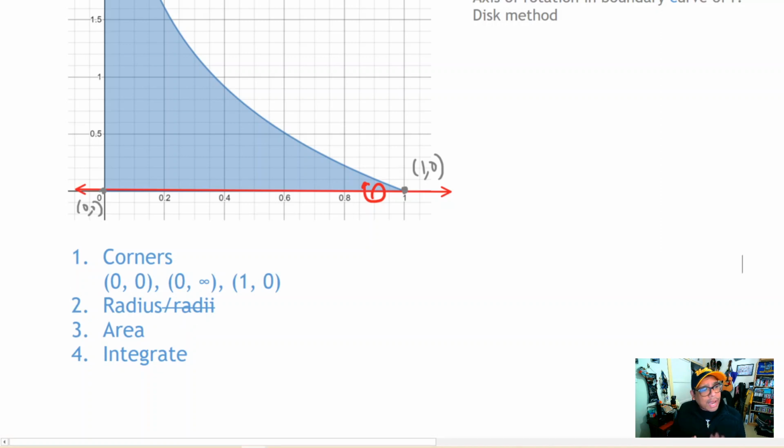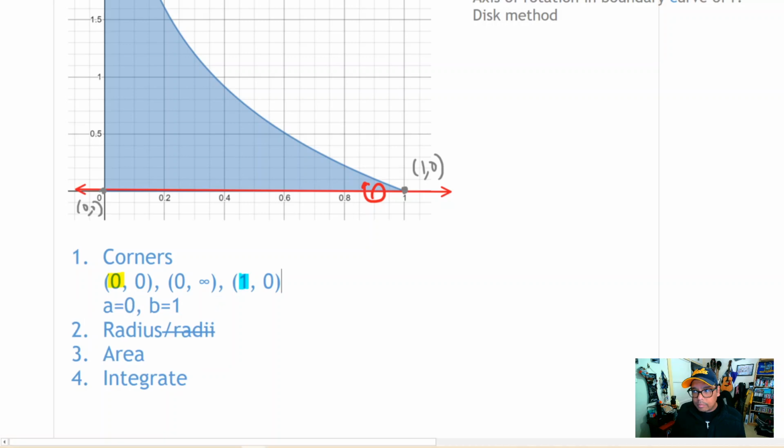We already have our corners. We know that that's 0, 0, 0, and infinity. Oh, that hurts. 0, infinity as a coordinate hurts. Sorry. And then 1, 0. And from that, we can deduce what our a and b is going to be. Perfect. A is 0, b is 1.